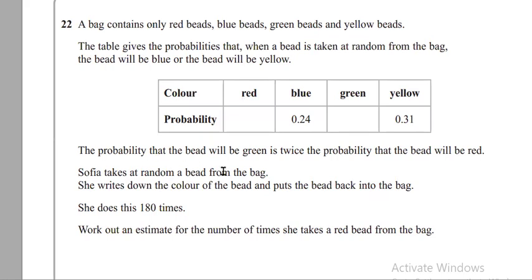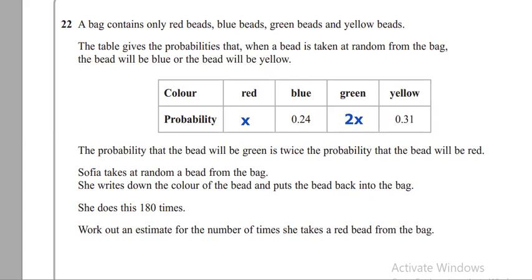The probability that the bead will be green is twice the probability that the bead will be red. So here, this means if red is X, the green will be double it. So the probability that the bead will be green equals twice the probability the bead will be red. So it's going to be 2X here. Yes. So the idea of twice means what?